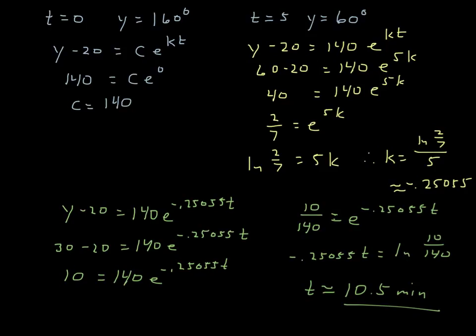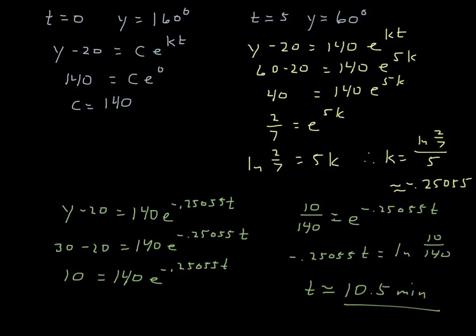Solving for k, I have to take the natural log of both sides, then divide by 5. Now when you put this into your calculator, make sure you close off the natural log function or else you're not going to get the correct answer. So you take the natural log of 2/7, make sure you close off that natural log function after the 7, divide that by 5, and you're going to find that k is about equal to negative 0.25055.